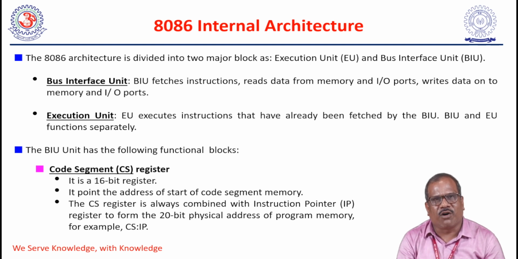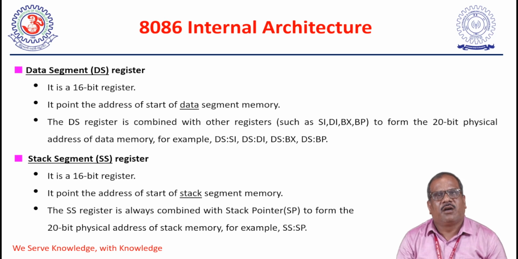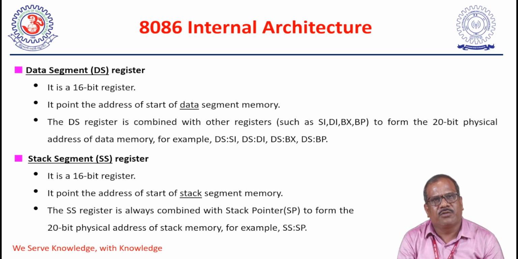The code segment register is always combined with some base register, that is, the code segment is always combined with the instruction pointer. So the instruction pointer is the default base register of the code segment. Our instructions are accessed from the code segment register only. Then the data segment register is also one of the 16-bit registers. It can generally be used for data storage purposes. Whenever data exceeds 64 kilobytes, we can use it for temporary data storage. The data segment is also used.